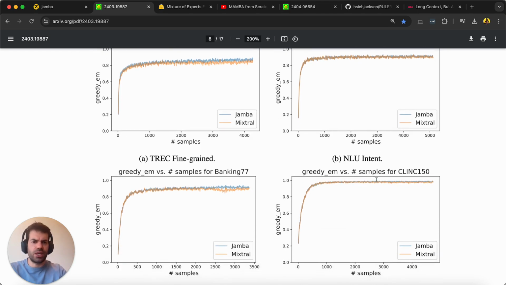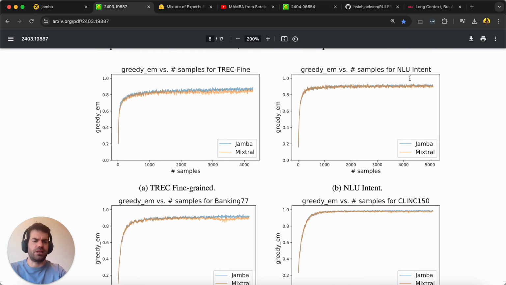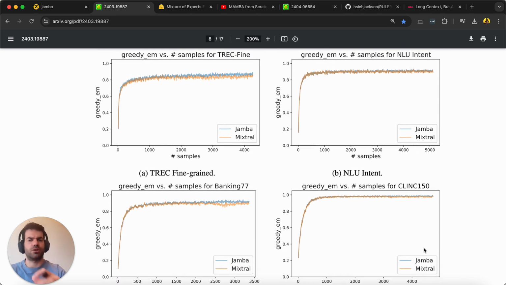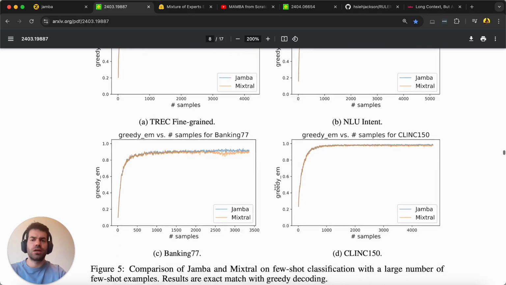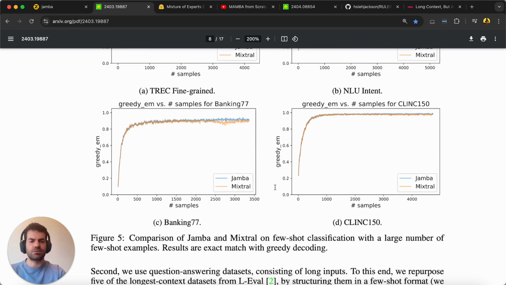And even though in Clinic 150 and NLU Intent, Jamba and Mixtral are really the same, on Banking and TREC-Fine, Jamba really passes Mixtral once the number of samples becomes quite large. So again, this is a long context thing where, for longer contexts, this type of architecture is really good. It's really fitting to handle those cases.